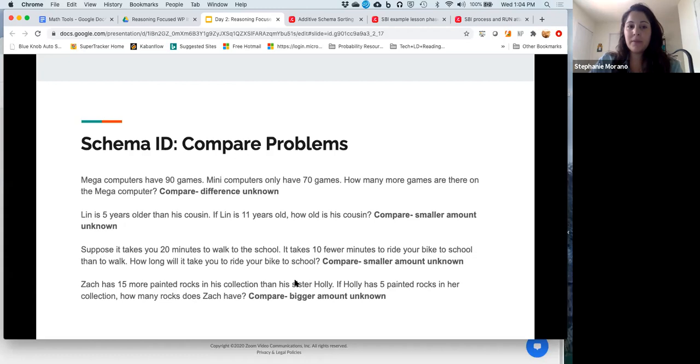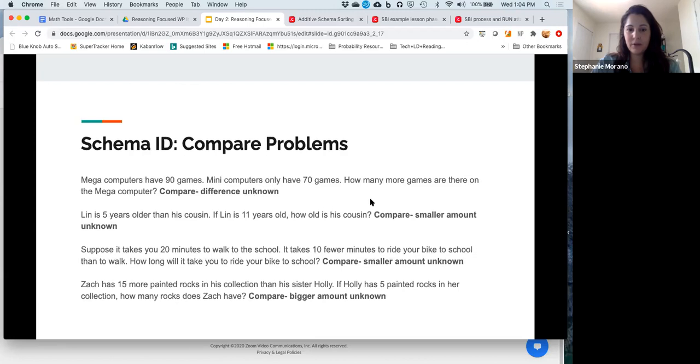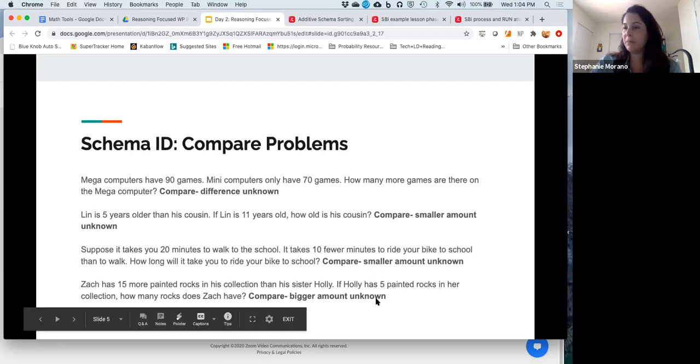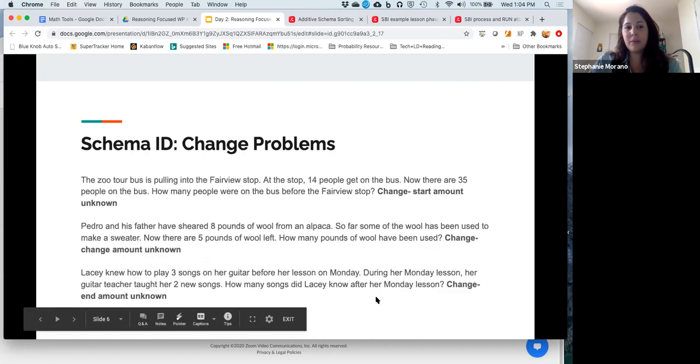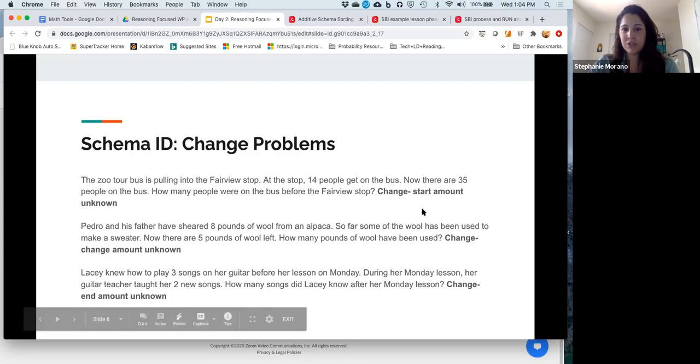Compare problems, or sometimes these are called difference problems, tend to be the most challenging of the 3 additive schemas for students to learn to identify. So here we had 4 compare problems, 1 difference unknown, 2 smaller amount unknown problems, and 1 bigger amount unknown problem. And then we had 3 change problems. These also tend to be a little bit easier for students to learn the schema and to learn to identify. So we had 1 of each type here, 1 start amount, 1 change amount, and 1 end amount unknown.